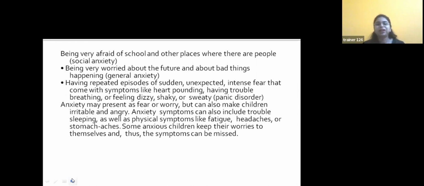Anxiety symptoms can also include trouble sleeping, as well as physical symptoms like fatigue, headache, or stomachache. And some anxious children keep their worries to themselves, and this is something very, very difficult to treat, because parents will need a lot of thinking to understand what the child is feeling.